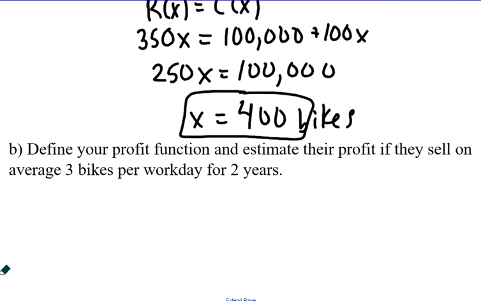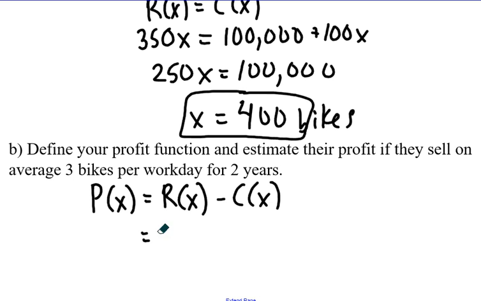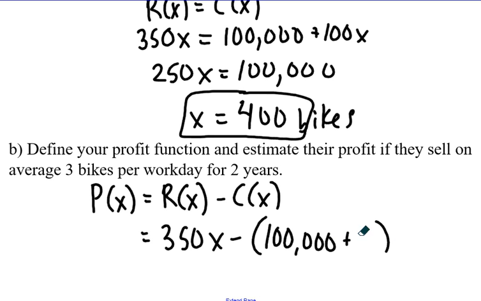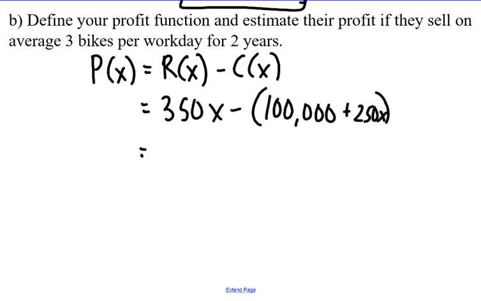Last part, define our profit function and estimate their profit if they sell on average 3 bikes per workday for 2 years. So the profit is revenue minus cost. The revenue is $350 for each bike minus, now you need to put parentheses because the cost has multiple parts, 100,000 plus 100x. So you need to distribute that negative through.